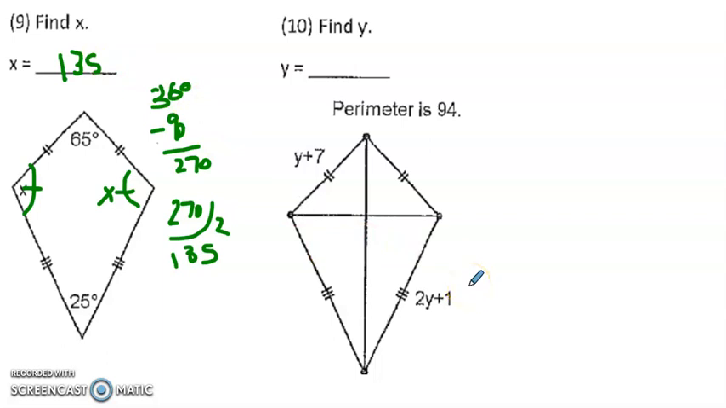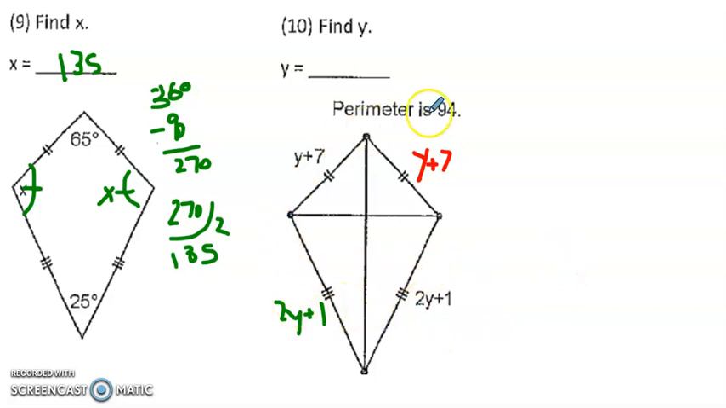In problem 10, we have two sets of sides that are equal. So this y plus 7 is also how this side to the right will be marked, since they're both the same. And the side down here, at the bottom left, will be marked 2y plus 1, because the two sides here at the bottom are marked the same.